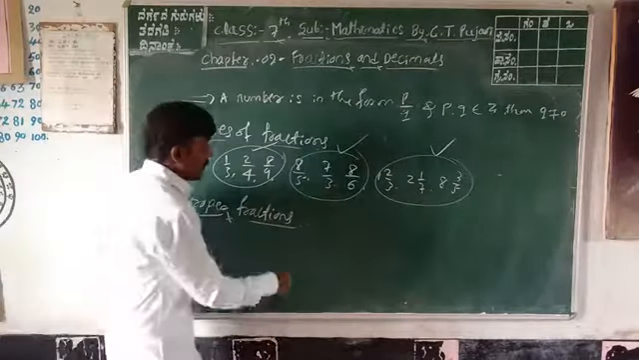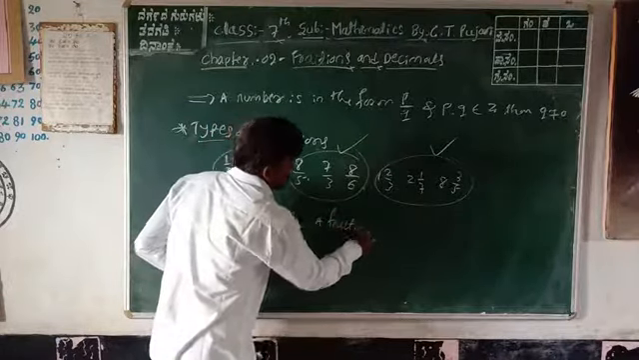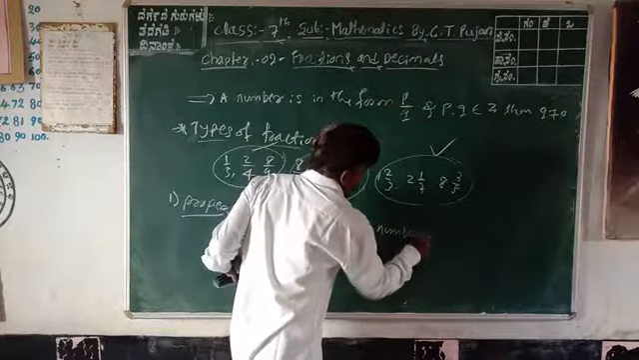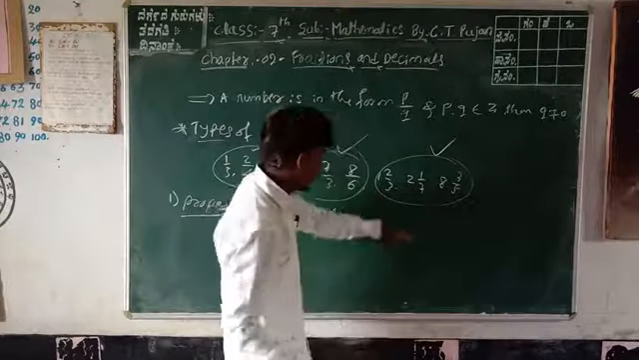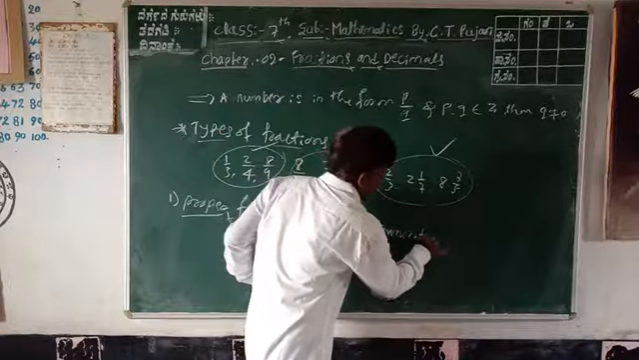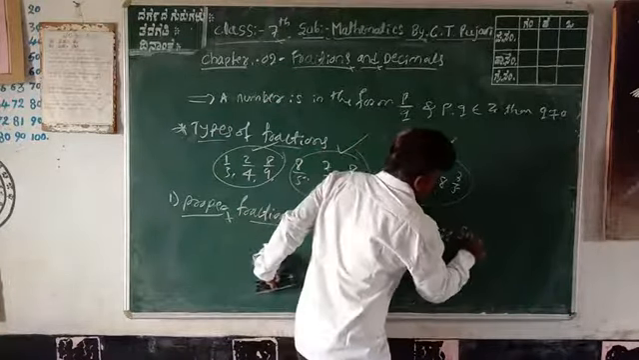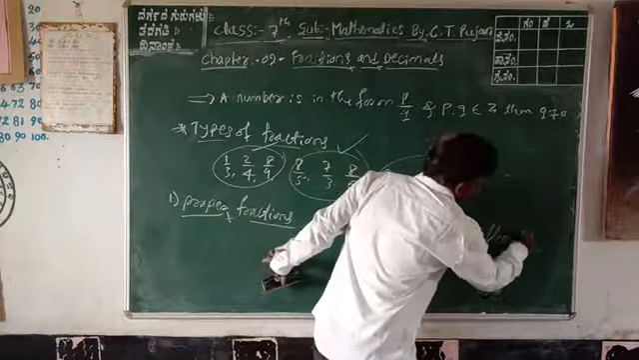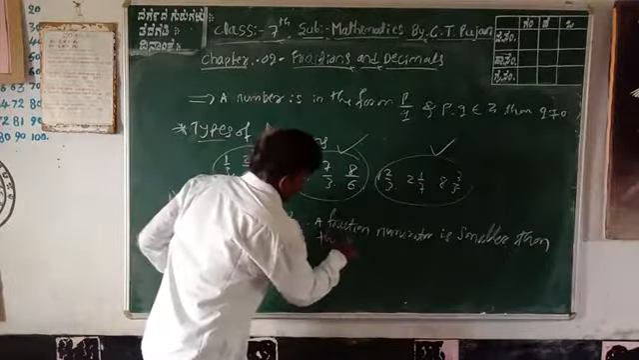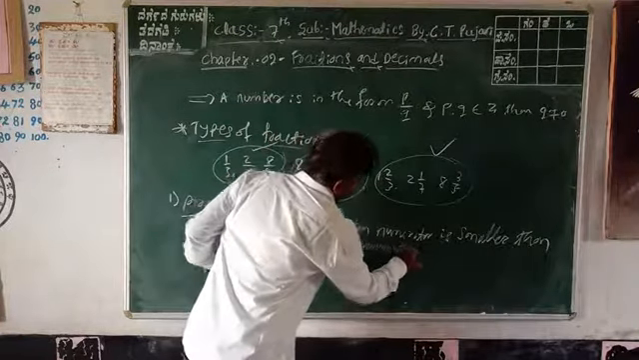a fraction whose numerator is smaller than the denominator. Smaller than the denominator is called a proper fraction.